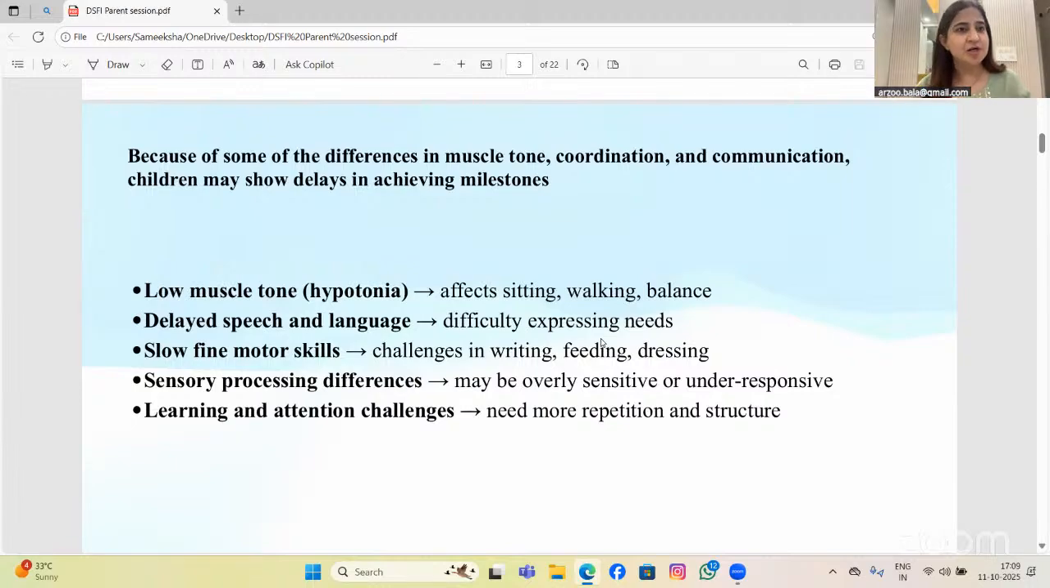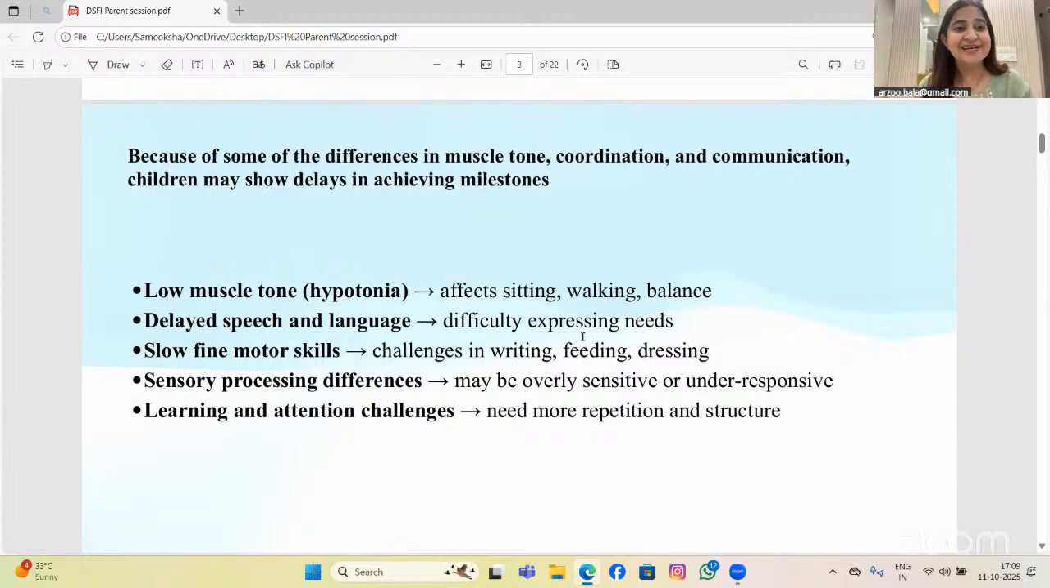One is muscle tone. Our muscles help us with postural control. When there is low muscle tone, or muscles are loose, it may affect the motor milestones. A child may achieve sitting a little later. At 6 months we expect a child to sit, but due to low muscle control, the child may achieve sitting, standing, and walking later. At the same time, their balance could be compromised. So how can we use early intervention?